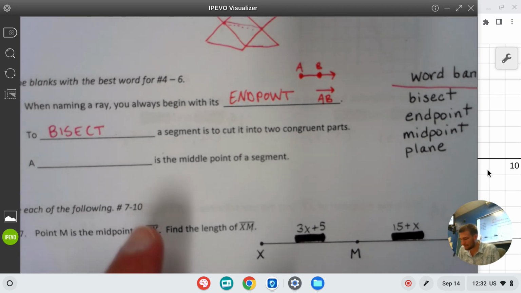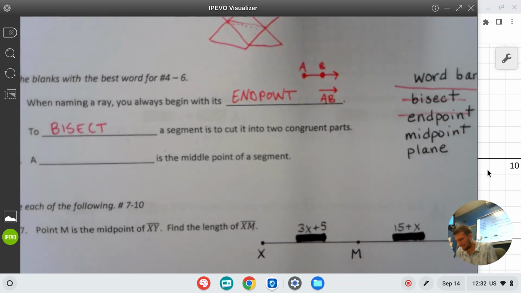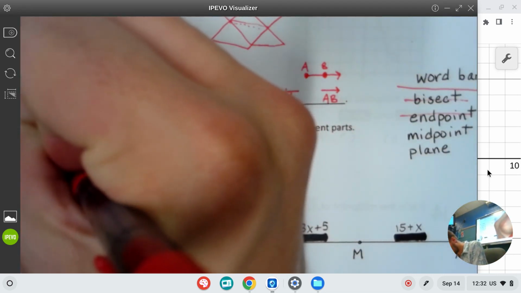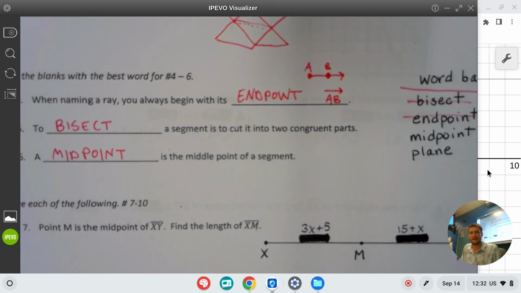And lastly, a blank. There's only 2 options left, right? We've used bisect and endpoint. A blank is the middle of a segment. Of course, right? Never been a question easier in all of math than that.